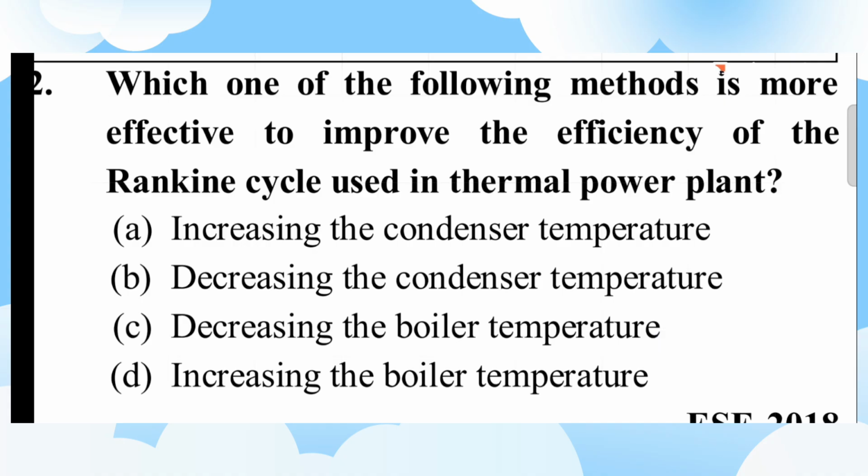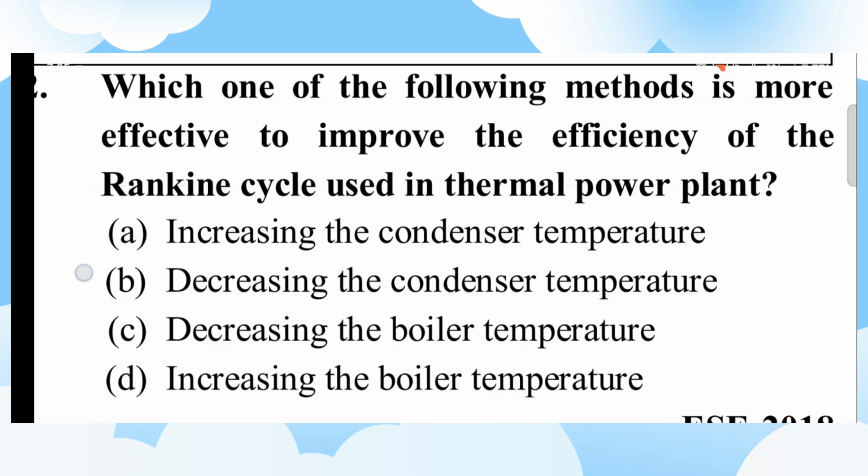Friends, question number 52. Which of the following methods is more effective to improve the efficiency of the Rankine cycle used in the thermal power plant? A. Increasing the condenser temperature. B. Decreasing the condenser temperature. C. Decreasing the boiler temperature. D. Increasing the boiler temperature. B. Decreasing the condenser temperature. If we decrease the condenser temperature, there is more turbine work, so it improves the efficiency.